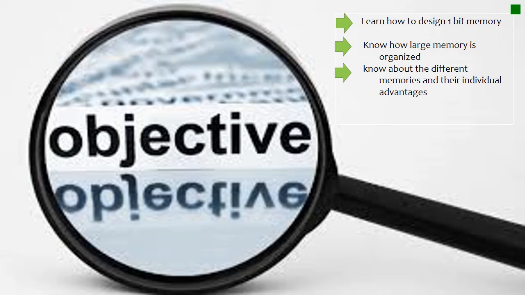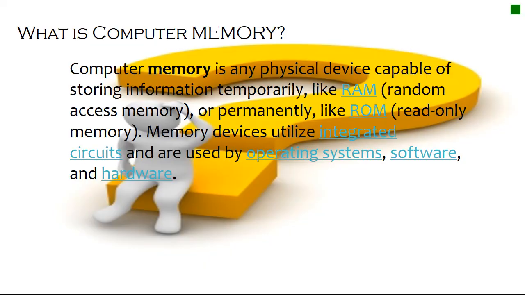The objectives for the second course are as follows. First, you will learn how to design a 1-bit memory and then know how large memory is organized. And the third one is you will learn about the different memories and their individual advantages.